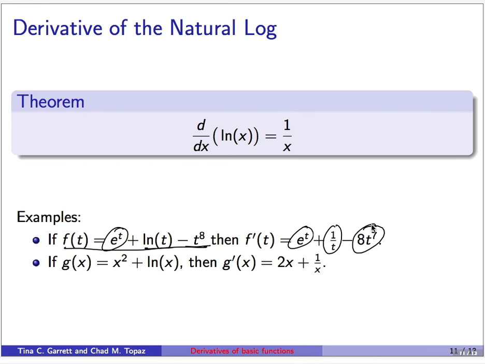Similarly, if g of x equals x squared plus natural log of x, then the derivative, it's pretty easy to see, is just 2x plus 1 over x.